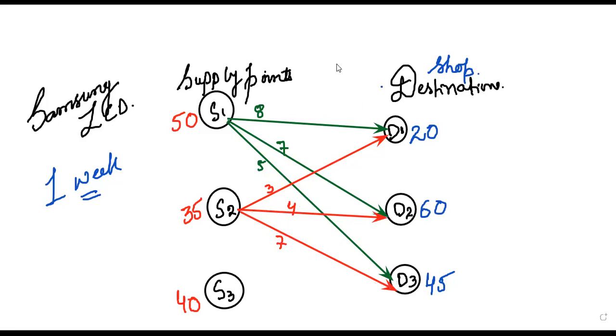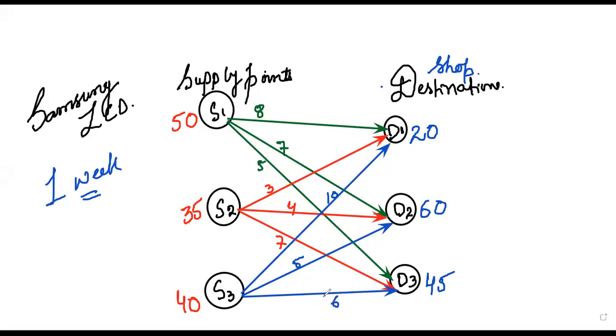Finally, there will also be some costs involved in transporting from S3 to D1, from S3 to D2, and from S3 to D3. Let me give a rough example of the costs here. Suppose this cost is rupees 10, this cost is rupees 5, and this cost is rupees 6 per unit. All these costs are in terms of per unit.